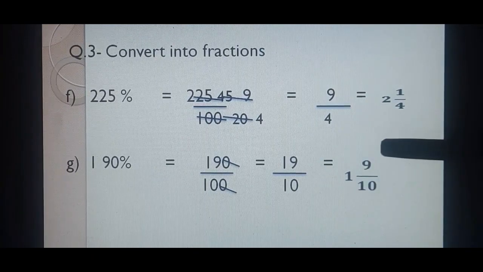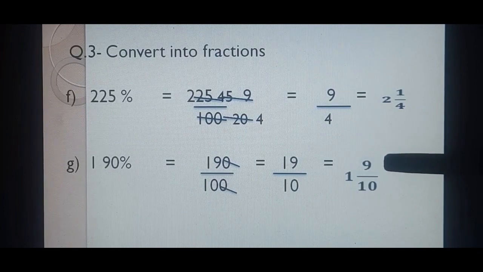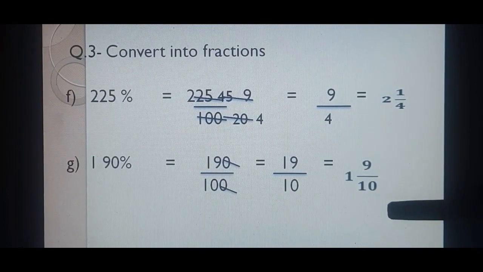So our mixed fraction form: Q whole R upon D. Quotient is 1. R, remainder, 9. D, our divisor, that is 10. So 1 whole 9 upon 10. Understood?